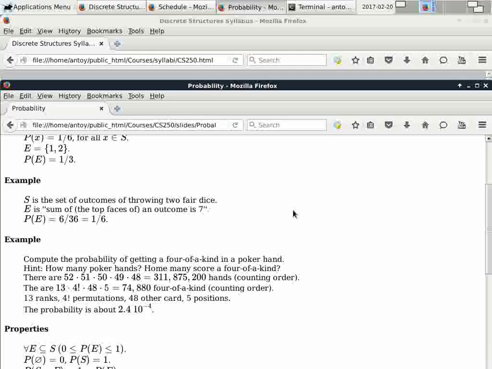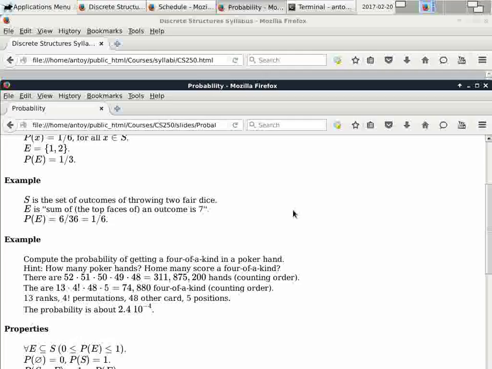Here I consider the order. If I don't consider the order, this would be what? 52 choose 5, the binomial. So if I consider the order, how many hands are there? About 312 million, right? Quite a bit.